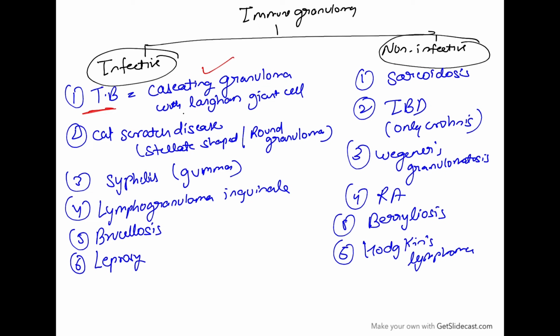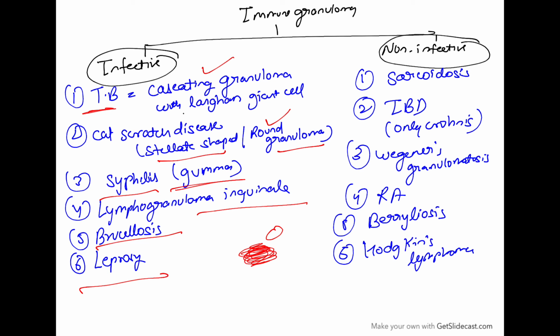So, caseating, if you can draw it, we will see the caseating necrosis in the center. And then in the surrounding, we can see these giant cells, Langhans giant cells, and then the surrounding will be mononuclear cell infiltrate. Then cat scratch disease, we see stellate shaped or round shaped granulomas. Syphilis, we saw gumma. Then lymphogranuloma inguinale, then brucellosis and leprosy. So these are the examples of infective immune granuloma. Now, non-infective could be sarcoidosis, inflammatory bowel disease, only Crohn's, Wegener's granulomatosis, rheumatoid arthritis, berylliosis, and Hodgkin's lymphoma.